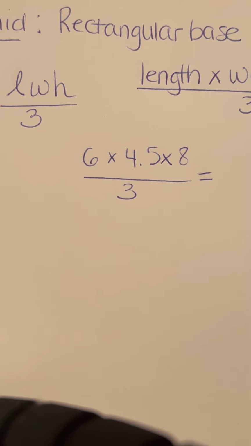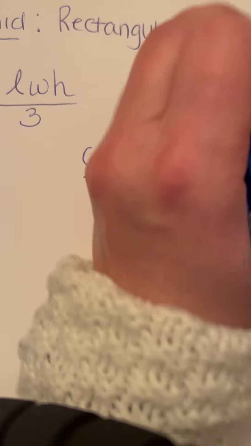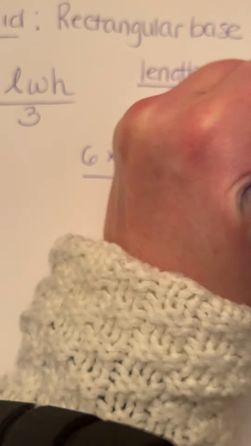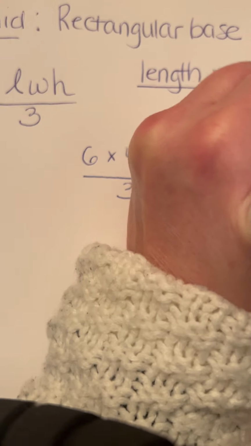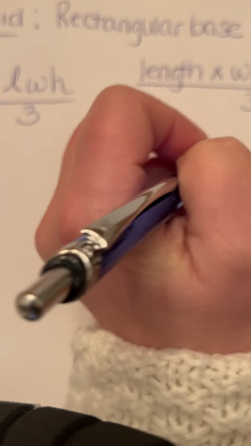So 6 times 4.5 times 8. And then we're going to take that whole product and divide that by 3. And you get a volume of 72, and this is in centimeters. So this would be centimeters cubed for your volume.